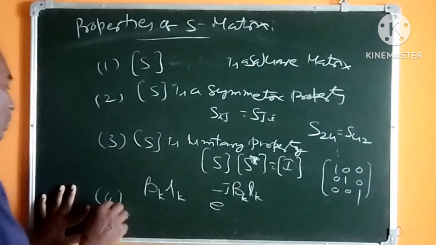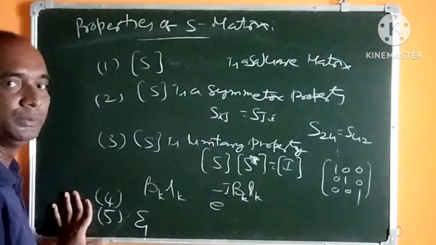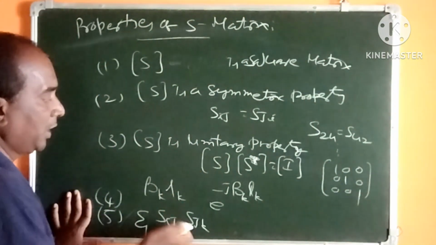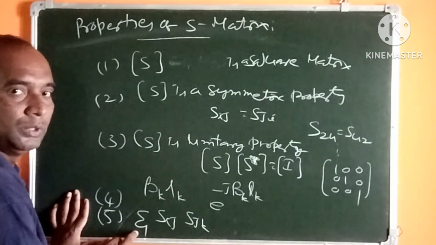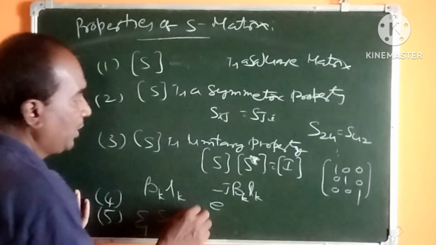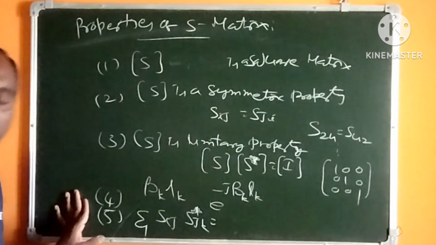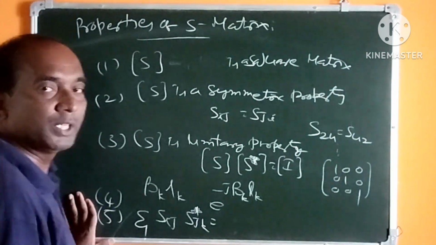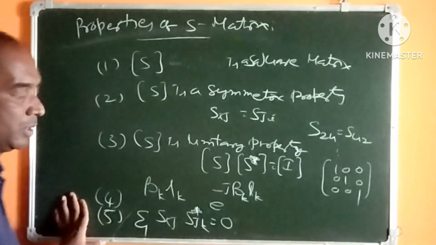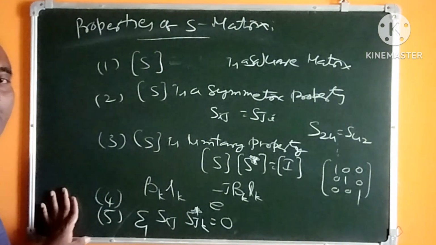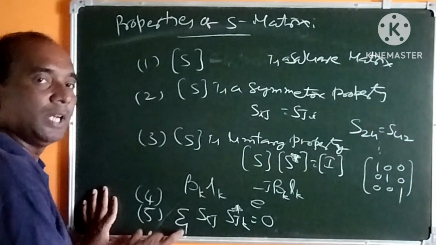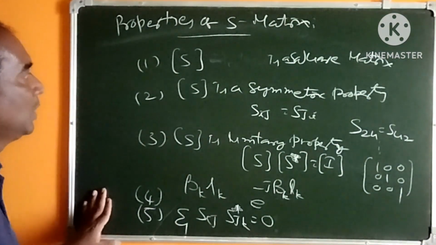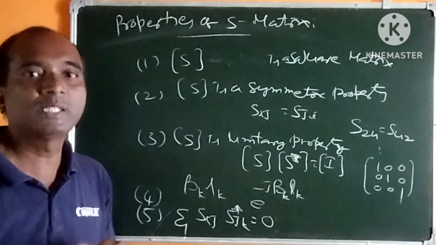Now, one more. The summation of, let us consider Sij and Sjk. These are the two lines. Summation of Sij into Sjk complex conjugate will be equal to 0, where i, j, k are varying from 1 to n. So these are the properties of the S matrix.